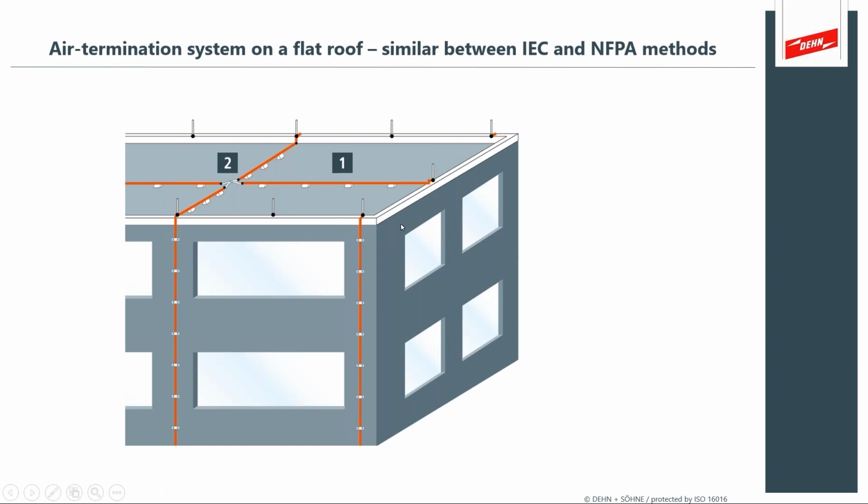You can see that the methods would appear virtually similar between IEC and NFPA methods. You can have an array of small terminals around the edge of a parapet, and then you'll have down conductors spaced at intervals that are appropriate for the lightning protection system connection into the earthing. So again, I like to say there are more things similar between them than different between these two types of standards.